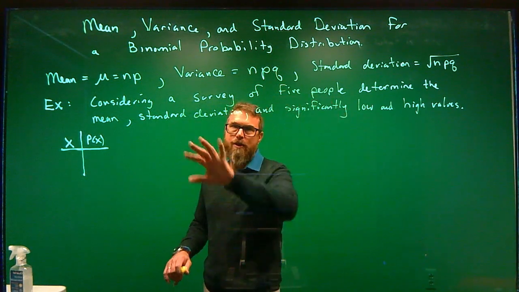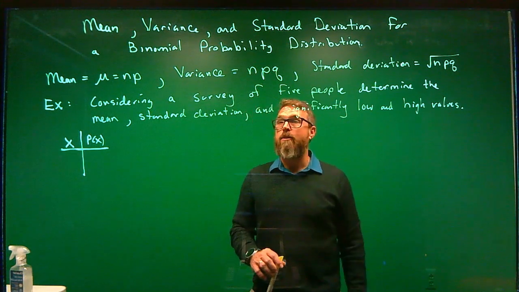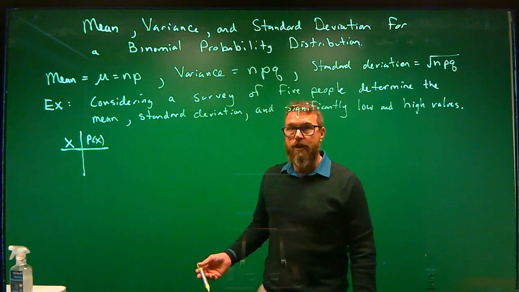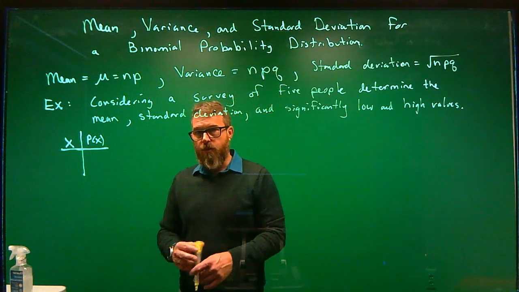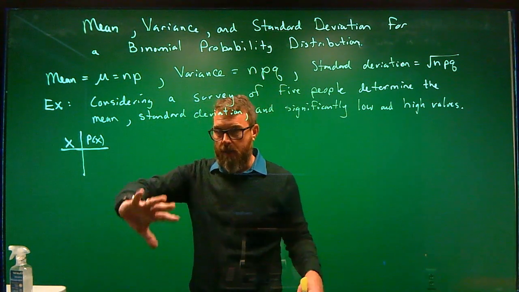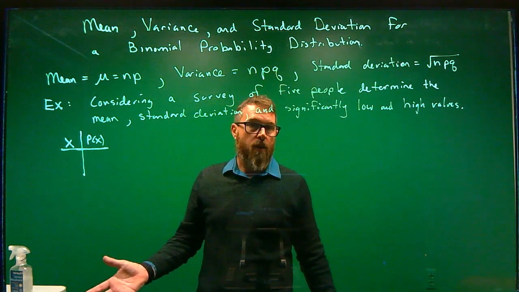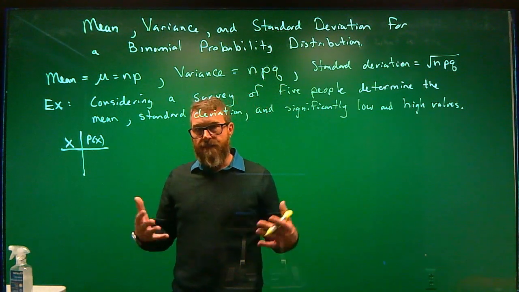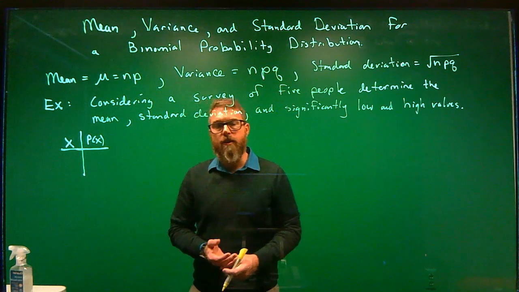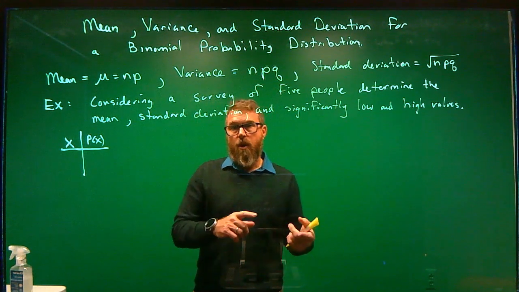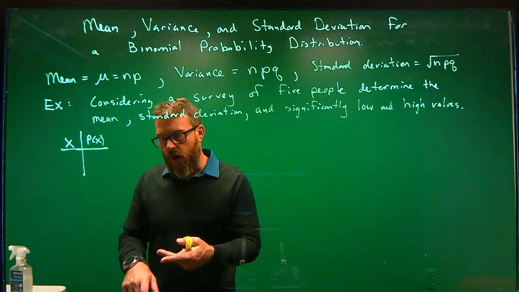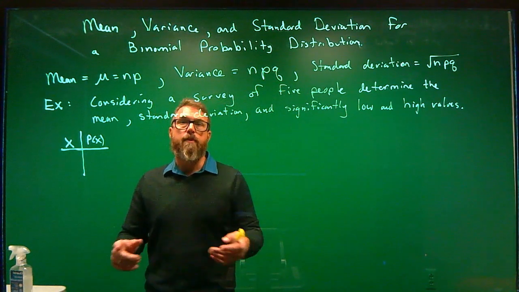So what I want to do is talk about a survey of 5 people, and determine the mean, the standard deviation, and then the values that are significantly high and low. So we're going to do this all together. I'm going to talk about what the numerical random variable is. If I have 5 people in my classroom, I want to determine the probability of 0 people being left-handed, or 1 person, or 2 people, or 3 people being left-handed.